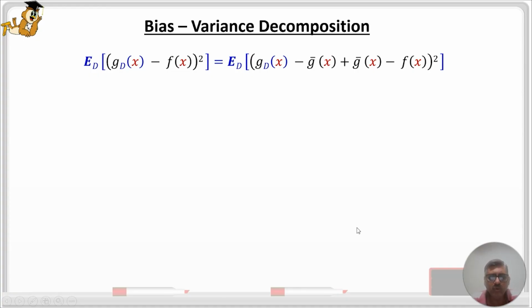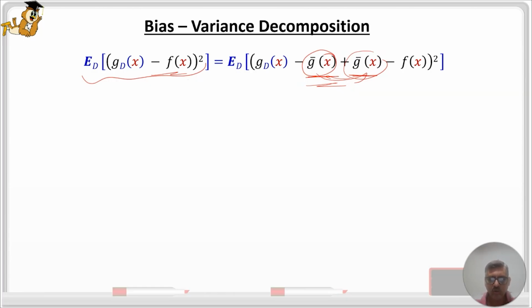What I'm going to do is, in this quantity that we were trying to evaluate, I'm going to add and subtract g bar. The g bar, which was the average final hypothesis, which we saw in our previous slide, I'm going to add and subtract it from this equation. So I have g^(D)(x) minus g bar(x) plus g bar(x). I can add and subtract the same quantity, minus f(x), which was there earlier, the whole square. So this is equal to this, right?